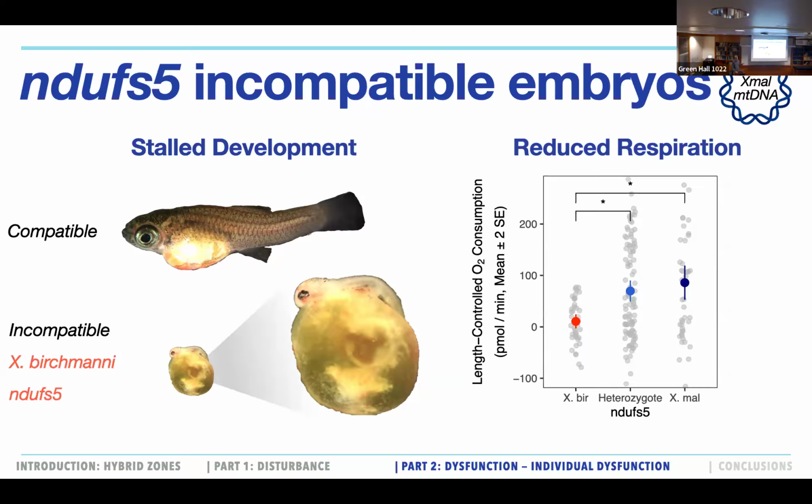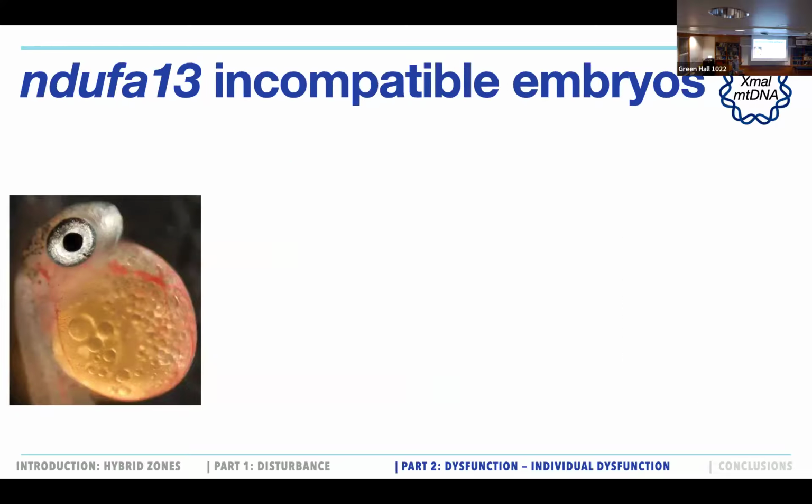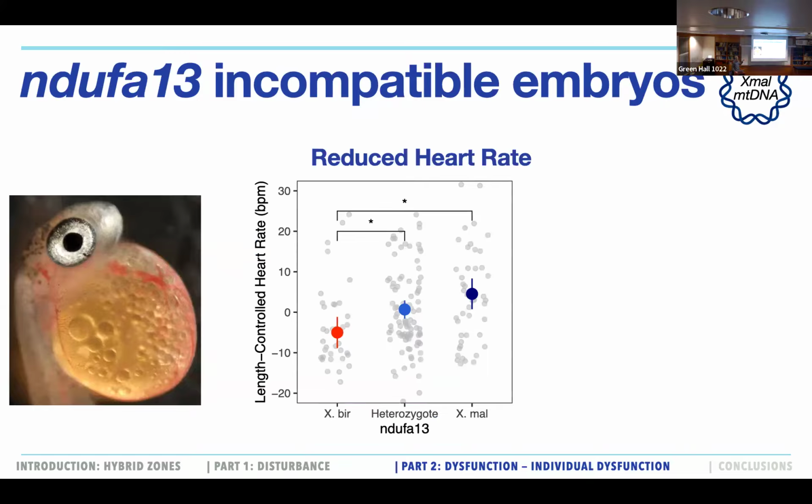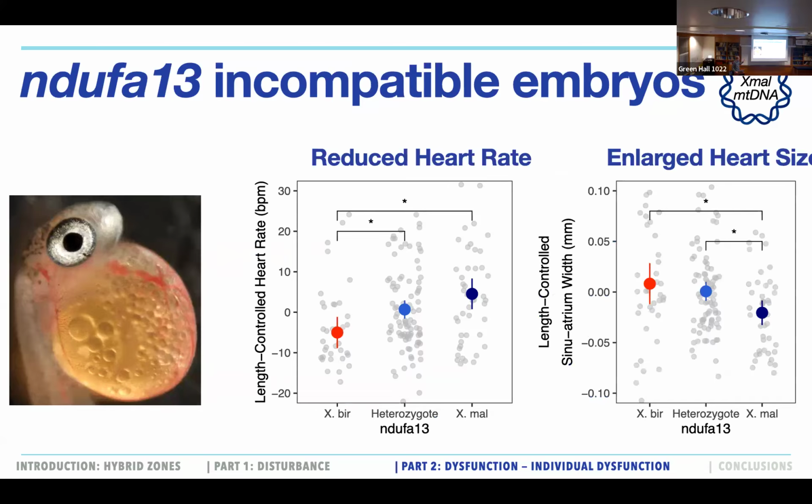And we also didn't see this dramatic difference in size. They more or less looked like their siblings. But what was really cool was I measured the heart function. You can see their hearts beating because it's inside their yolk. It's external to their body at that point, which is fun. And found that these individuals actually had lower heart rate and increased heart size. It's the sinoatrium, like the proto-heart. Increased heart size and decreased heart rate relative to their compatible siblings.